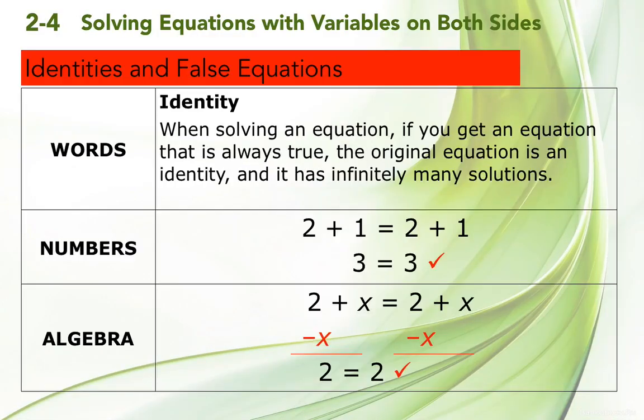So this is an identity. This one where all the answers are true. When solving an equation, if you get an answer that's true, the original equation is an identity and it has infinite solutions. So if you look at the numbers here, 2 plus 1 equals 3, and on the right side 2 plus 1 equals 3, well, they're the same on both sides. If you look at algebra terms here, if you're solving and you come out with no x, all the x's are gone, but you have the same number on both sides, that means any number you put in for x is going to be true. So if I put in 3 for x in this equation, I'd have 2 plus 3, which is 5, and on the right I would have 2 plus 3, which is 5, and they're still equal.